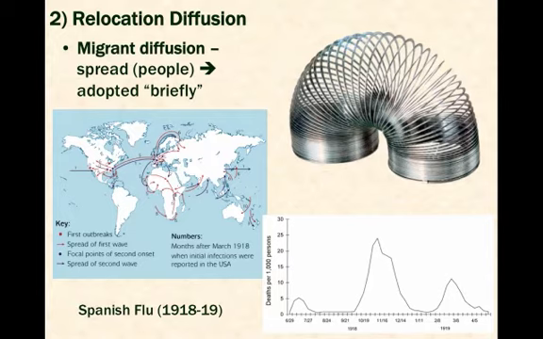The reason why this is migrant diffusion is, if you catch a disease, one of two things will happen. Either you'll get better, or you will die. Either way, the disease will also die out.